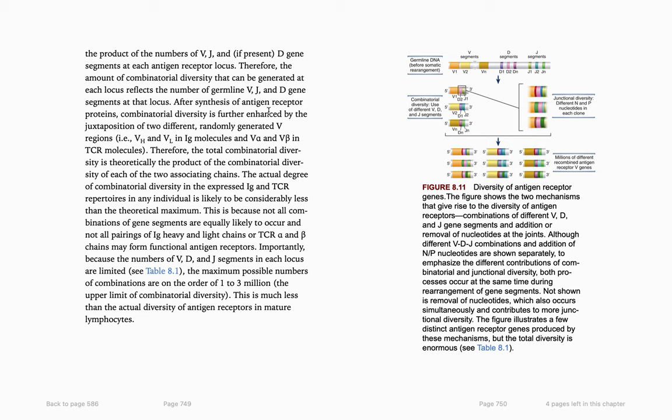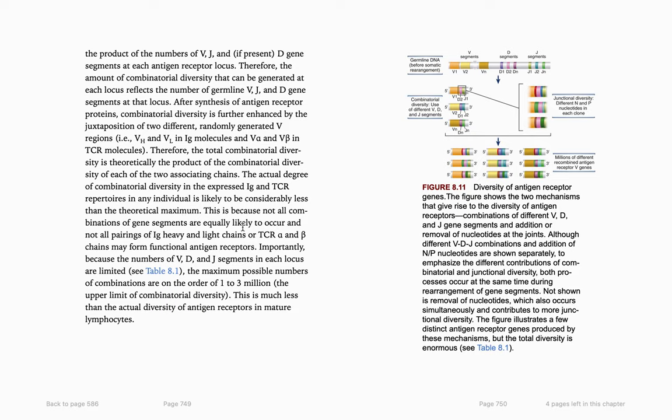After synthesis of the antigen receptor protein, combinatorial diversity is further enhanced by juxtaposition of two different randomly generated variable regions. This is heavy and light chain in the Ig molecule, and V alpha and beta in the T cell receptor molecule. Therefore, the total combinatorial diversity is theoretically the product of the combinatorial diversity of each of the two associated chains. The actual degree of combinatorial diversity in the expressed Ig and T cell receptor repertoire in any individual is likely to be considerably less than the theoretical maximum.